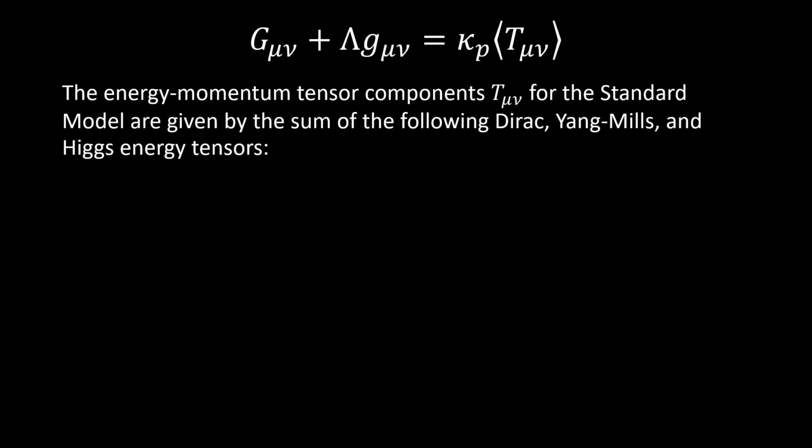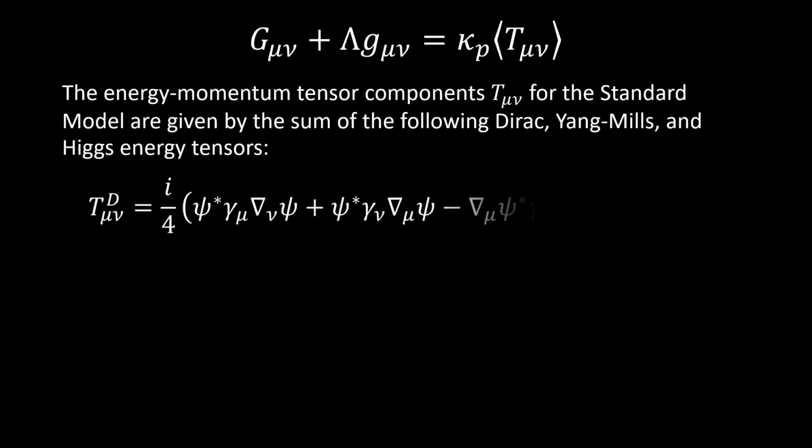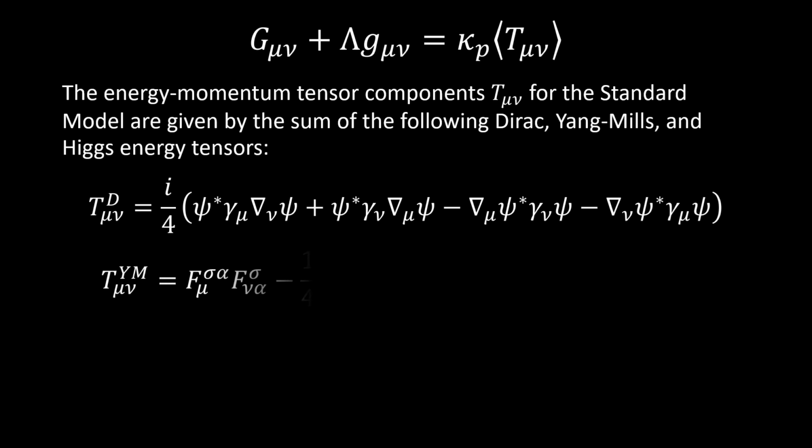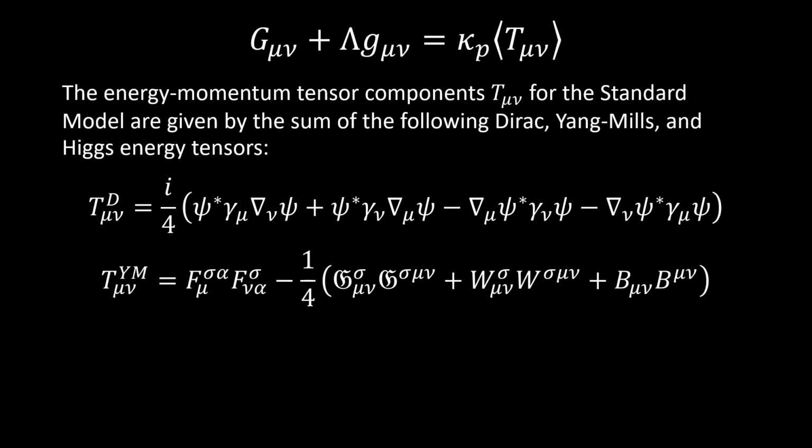The energy momentum tensor components T sub mu nu for the Standard Model are given by the sum of the following Dirac, Yang-Mills, and Higgs energy tensors. So there's your Dirac energy momentum tensor. Now here's the Yang-Mills energy momentum tensor. And then finally the Higgs energy momentum tensor.